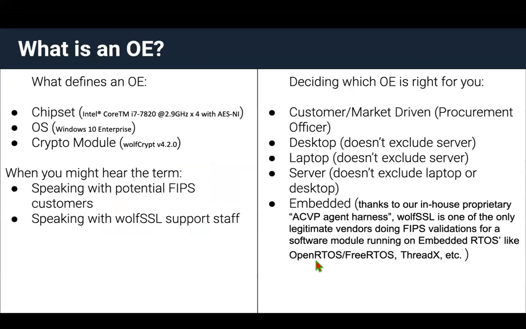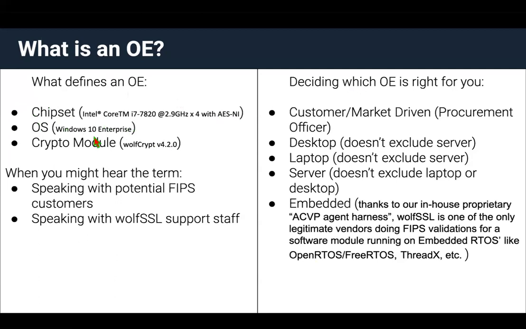So I've used the term OE and operating environment a lot during this presentation. So I did think it was a good idea to have a slide in here that defines what that actually is. So an OE is the combination of the version of the cryptographic module you're certifying running on a specific operating system, and that operating system is passing instructions to a specific chipset.